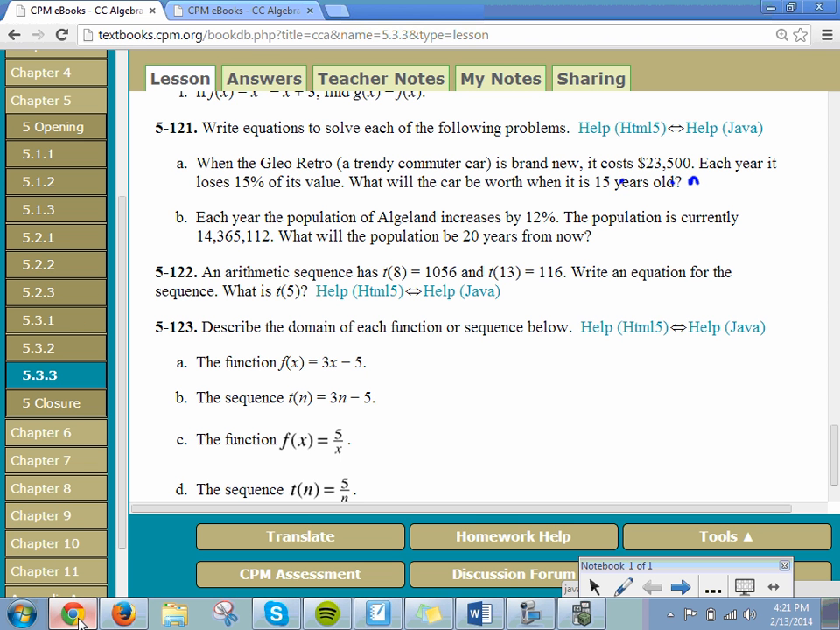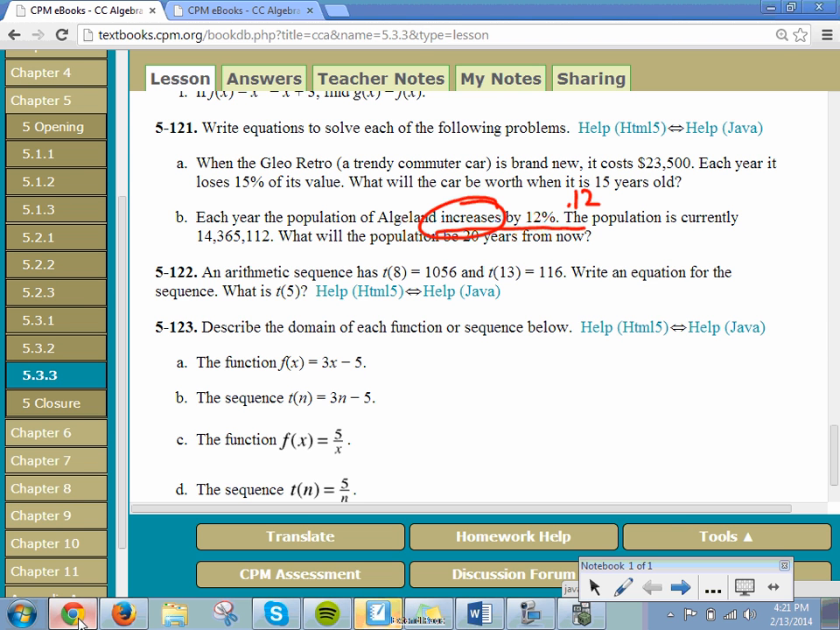In B, it says each year the population of Angel Island increases by 12%. The population is currently at, and then they give us a ridiculous number. What will the population be 20 years from now? So here we're looking at population growth. A very common feature is that for most places, your population should increase, except for places that are maybe going through hard times. So the population is usually an increase problem, and they do tell us that it's increasing.